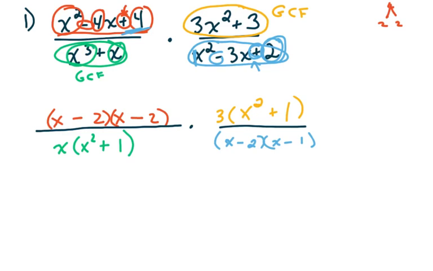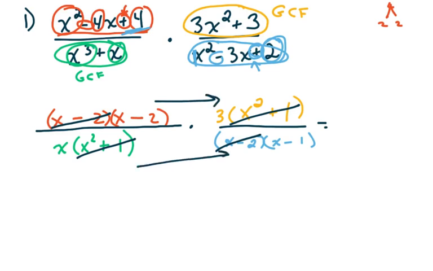So notice that we have an x squared minus 1 here and an x squared minus 1 here, so they can cancel out. I have an x minus 2 here and an x minus 2 here. That can cancel out. There's no other common factors, so we write our answer. You multiply straight across, so it's going to be x minus 2 times 3.